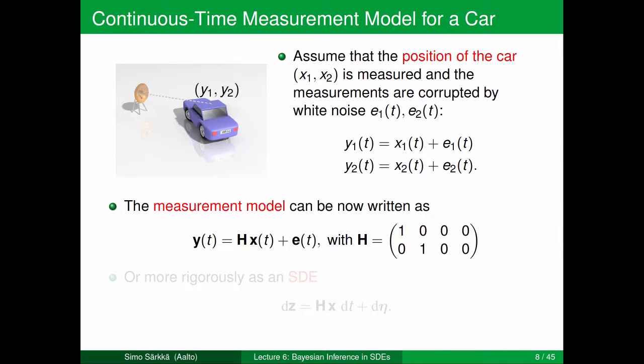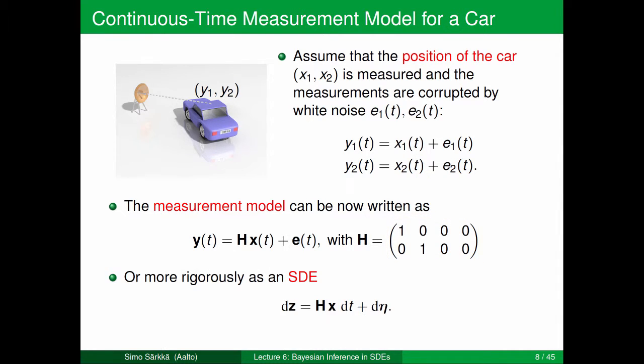This measurement model can now be written like this. So the vector of y's, which contains y1 and y2, is equal to matrix H, like this, times the state plus a vector of noises. The purpose of the matrix H is to pick the components x1 and x2 from the 4-dimensional vector.